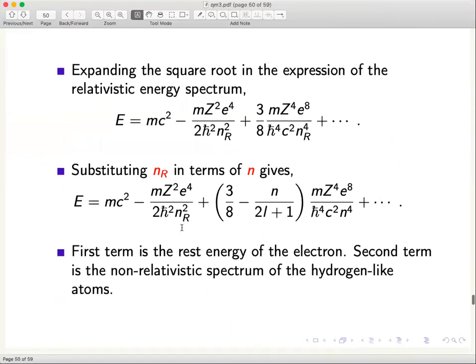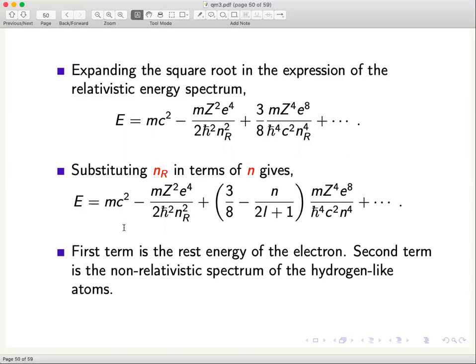Sorry, this should have been just n squared, not nr squared. That gives you an expression which is like this. You can check that this is the non-relativistic hydrogen atom spectrum. If you solve that using the ordinary QM1 problem that we solved, you get that answer. This has the next correction, which is given by this expression, which is 3 by 8 minus n upon 2l plus 1 times z to the 4 e to the 8 upon n to the 4.